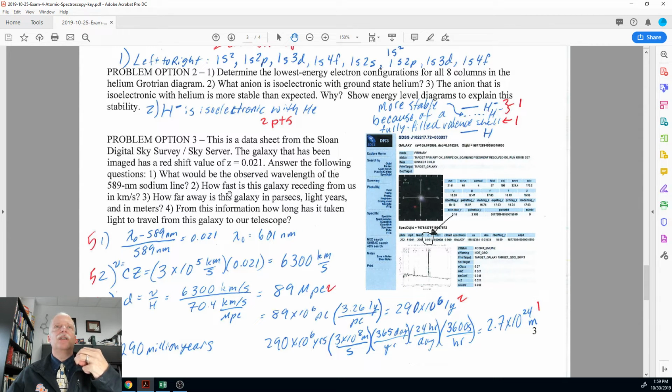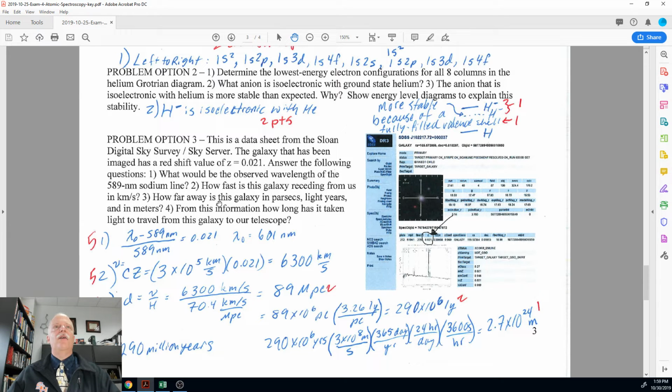Now the next question is, how fast is this galaxy receding from us? You take this redshift and multiply by the speed of light, and it's asked for in kilometers per second. And so speed of light in kilometers per second is 10 to the 5th kilometers per second. And so we see that it's receding from us at 6,300 kilometers per second. That's what's giving us that redshift as the galaxy is receding from us and we from it.